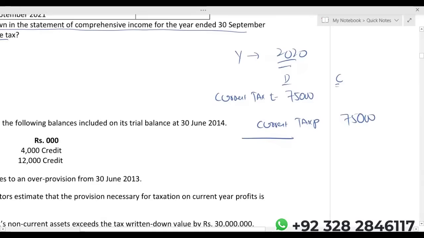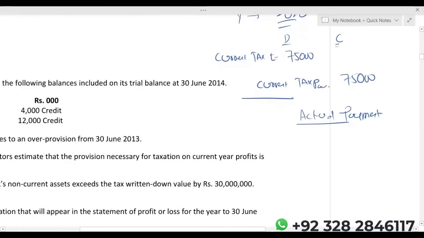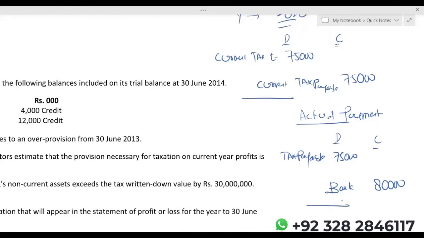But when the time of the payment came, normally we do not pay the income tax in the same year in which we have recorded it. Let's say the 2020 payment will be made in 2021. The actual payment was more than what you have recorded. Current tax payable was 75, and your tax payable was debited by 75,000, but you have actually paid how much? 80. So you have recorded 75, but your actual payment is 80. It means in the previous year you recorded less.